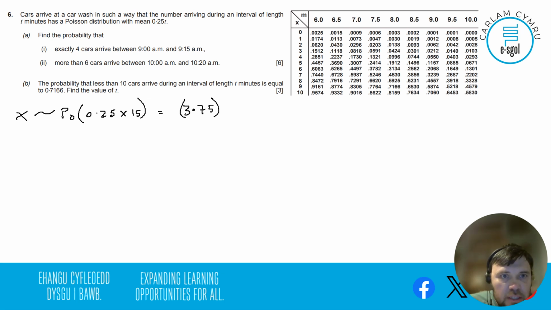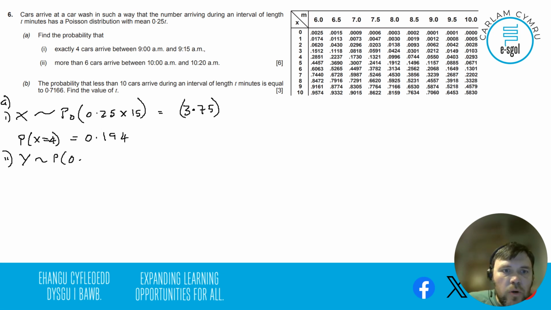And the first question is exactly 4 cars, so P(X = 4) is, I'm just going to write down the value, 0.194. You know how to calculate it by now. Part 2, more than 6 cars arrive between that. So that's 20 minutes. So we're going to say that Y belongs to a Poisson of 0.25 times 20, which is equal to 5.